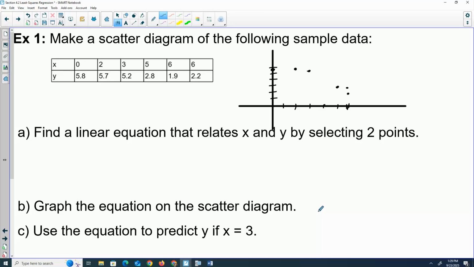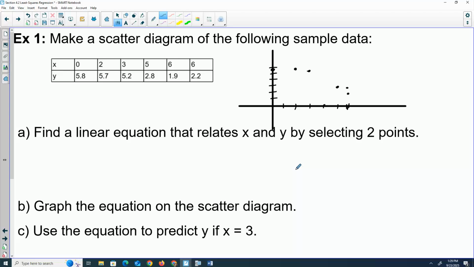Or it was a small set, so I did it by hand as well. And does your graph look like mine? Basically. Okay. So, if I asked you to find a linear equation by selecting 2 points.